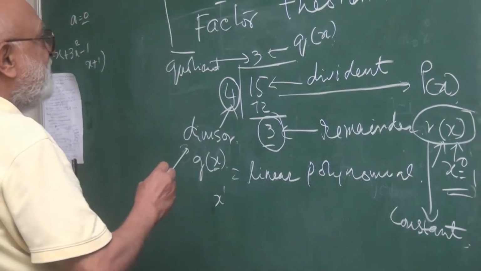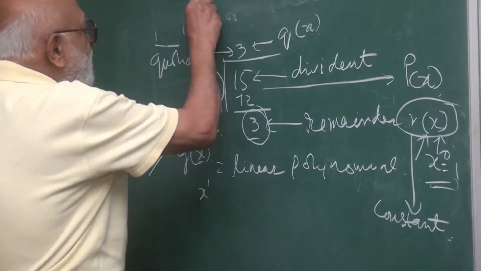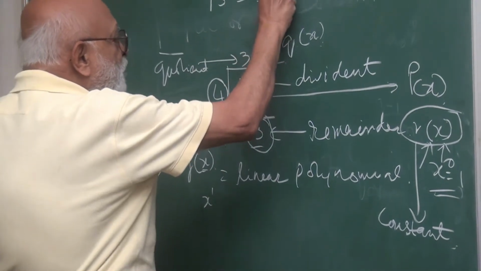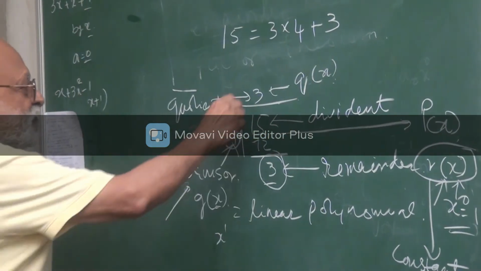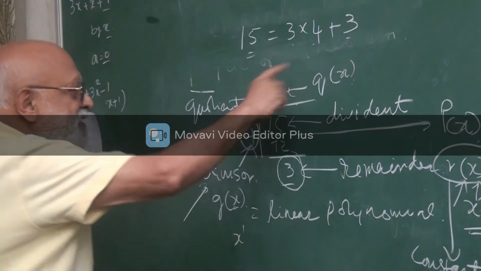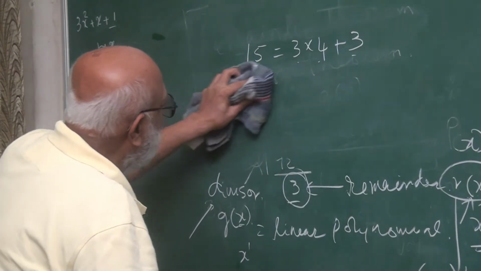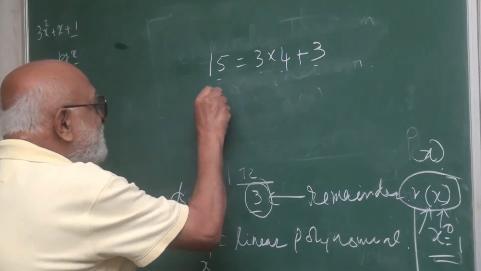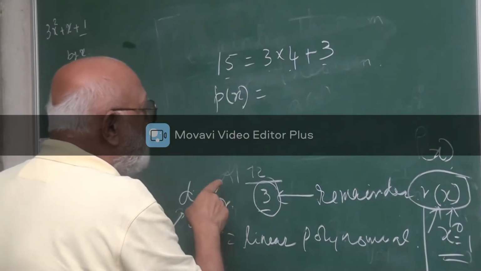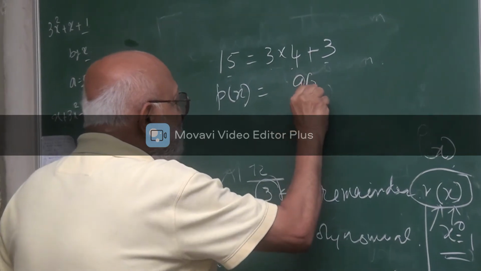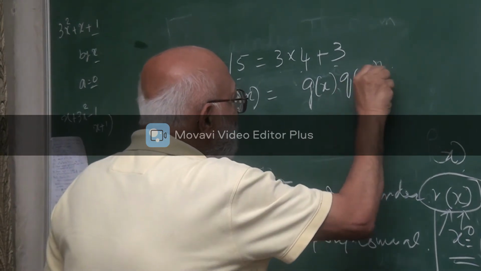Very easy. 15 will equal 3 into 4, 12, plus remainder 3, right? This is the way I will represent 15 here. Okay, in terms of polynomial, how do I write it? I will write 15 as p(x), then this is 3, that will be g(x), because I am dividing with 4, this will be q(x), you can interchange it, and this will be the remainder.